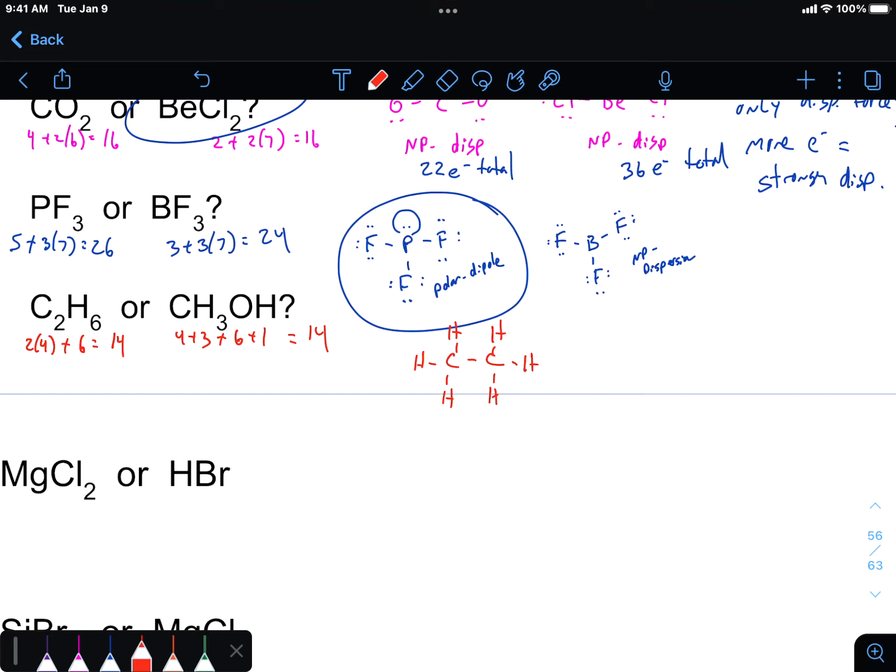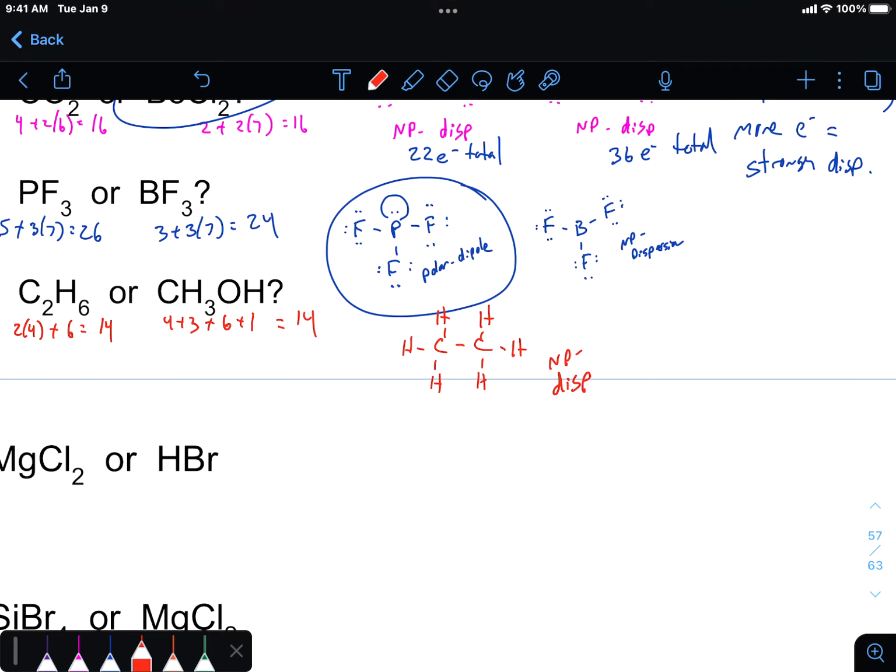Polar or nonpolar? Nonpolar. Nonpolar means it only has dispersion forces, okay? All right, CH3OH. So C and the O would be here. That's an H. So if we count 2, 4, 6, 8, 10, 12, 14, there are my 14 electrons.